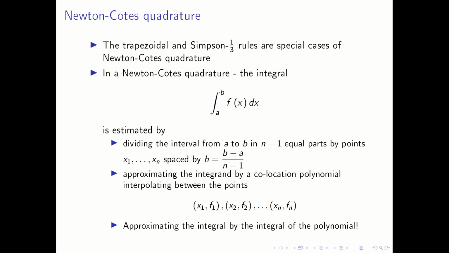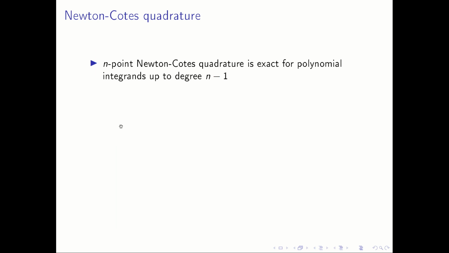When we divide the interval into 2, so that we get 3 points, the left end, the right end, and the middle, and send a parabola through these 3 points on the curve and find the area under the parabola, what we end up with is the so-called Simpson's one-third rule. So it's easy to see that the n-point Newton-Cotes quadrature will be exact for polynomial integrands up to degree n minus 1, because after all we are approximating the curve by a collocation polynomial which is of degree n minus 1. If the original function really had been a polynomial of degree n minus 1, the collocation polynomial would have coincided with it.